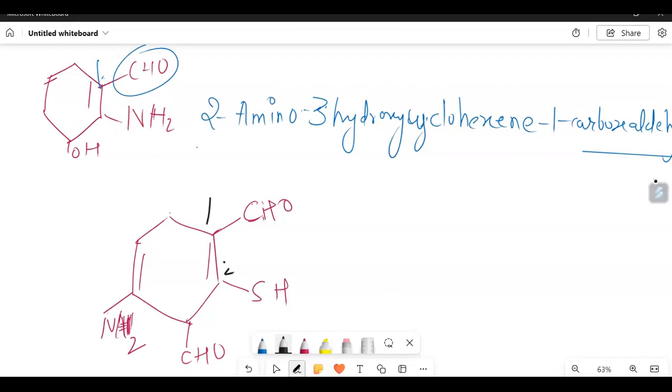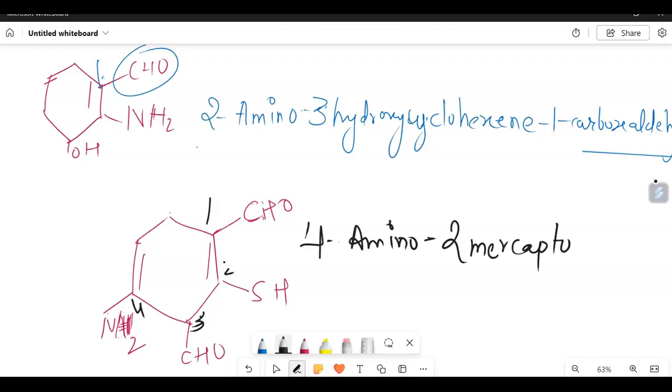Name it from here: 1, 2, 3, 4. Okay. So the name will be 4-amino. Priority with alphabetical order: 4-amino. Okay. 2-mercapto. This SH is mercapto. Do you remember? Cyclo. Okay, there is a double bond. Hex-1,4-diene.